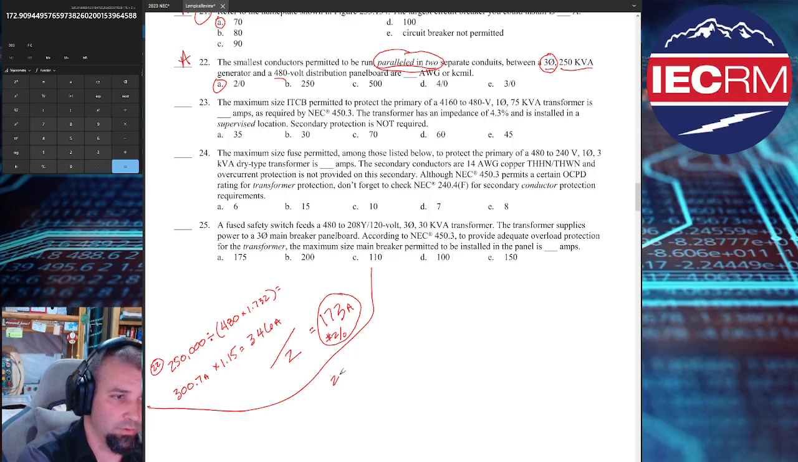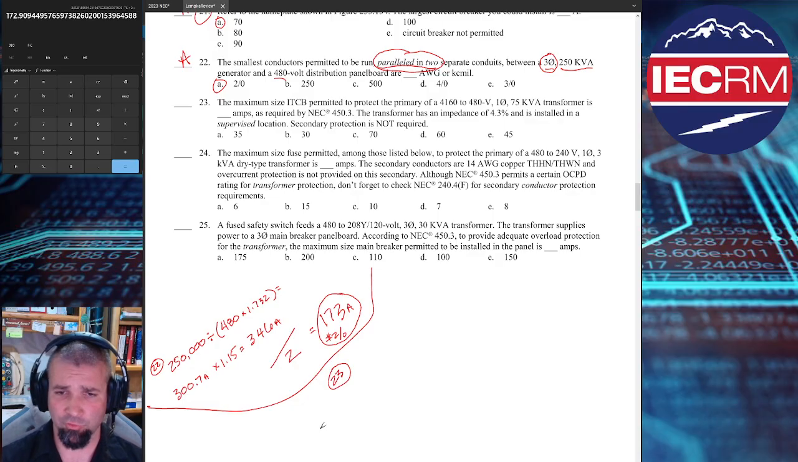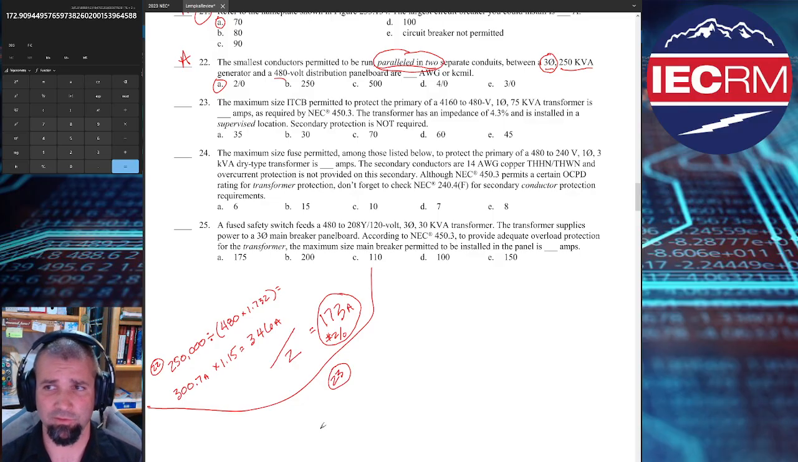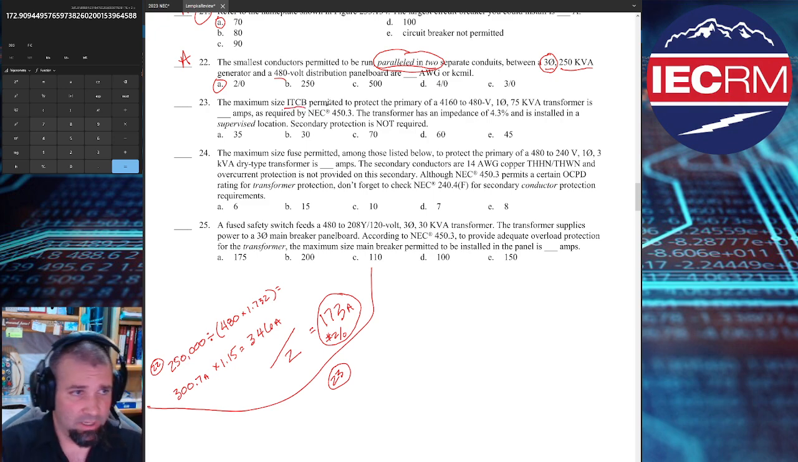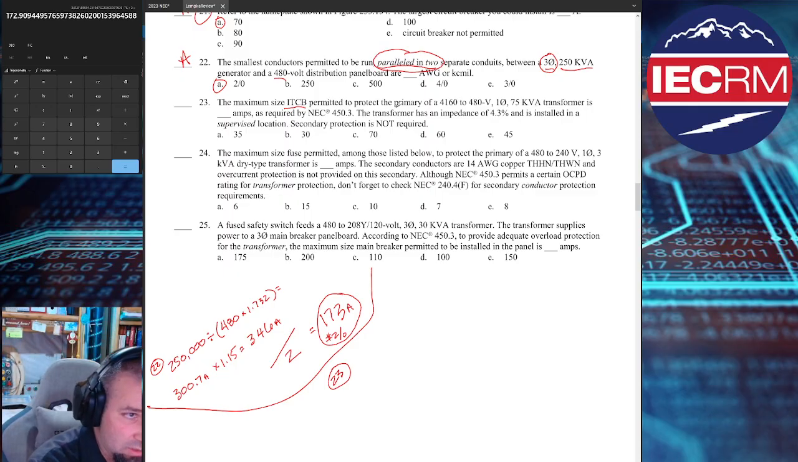All right, 23. Let's do 23. We're back to those transformers. These have been more recent, right? These should be somewhat fresh in our minds. 23 says the maximum size inverse time circuit breaker, or ITCB, permitted to protect the primary. Okay, we are talking the primary.